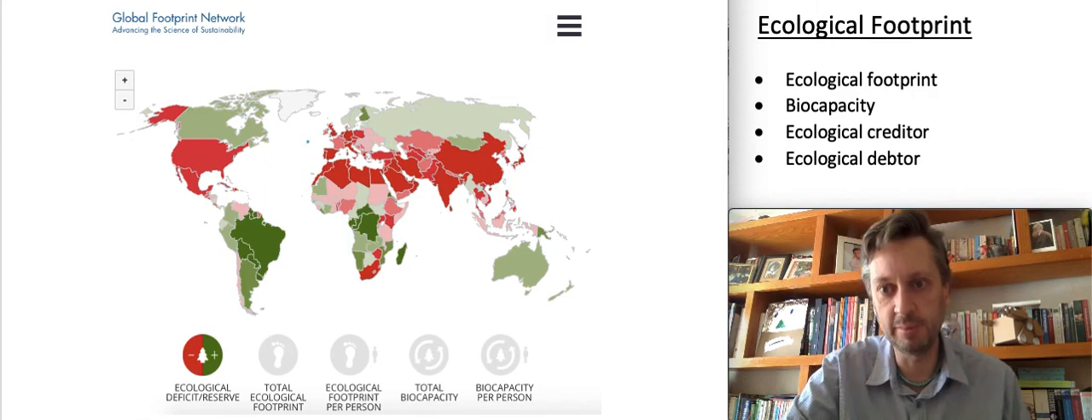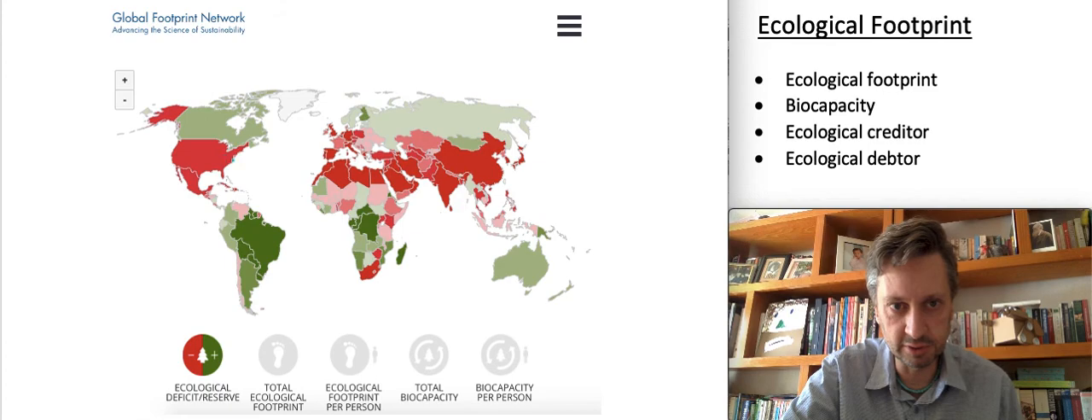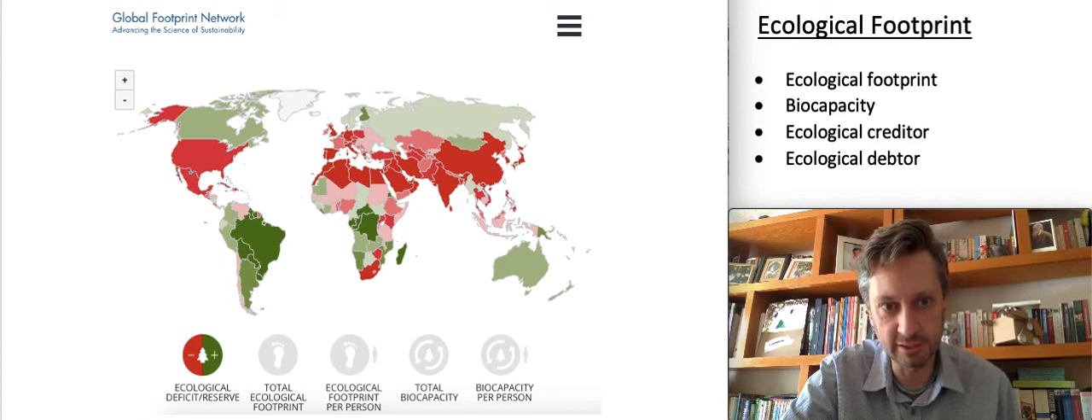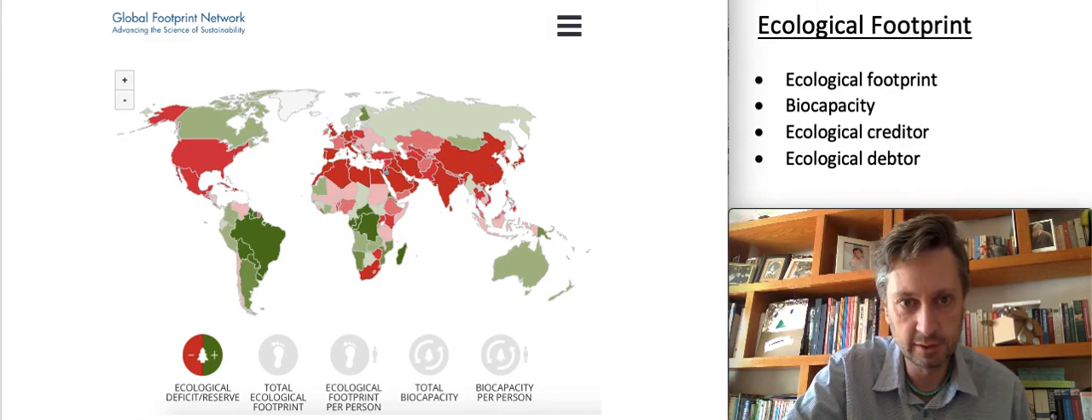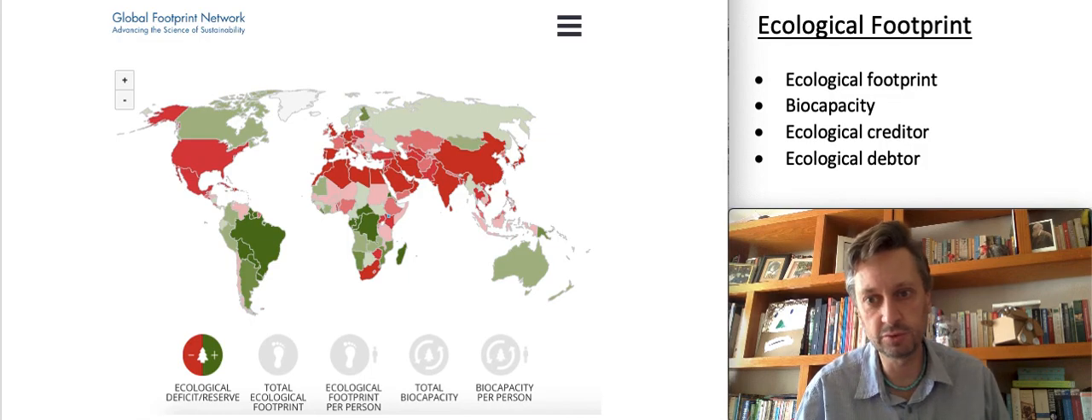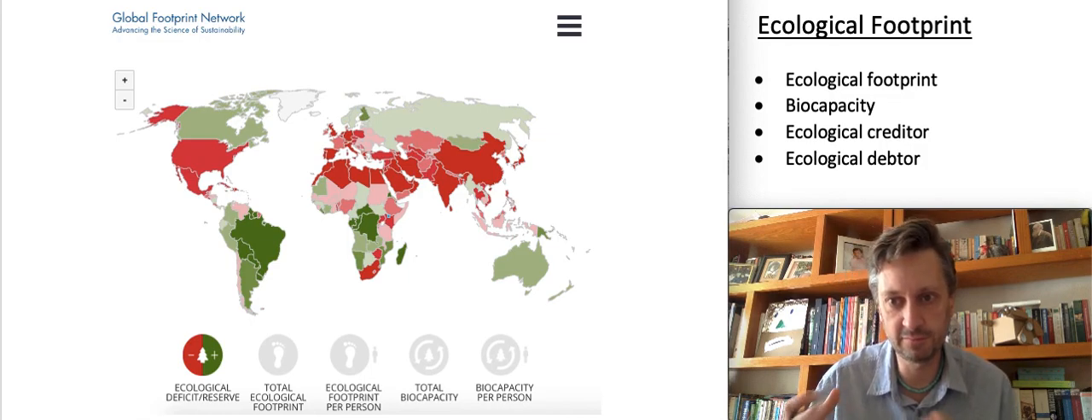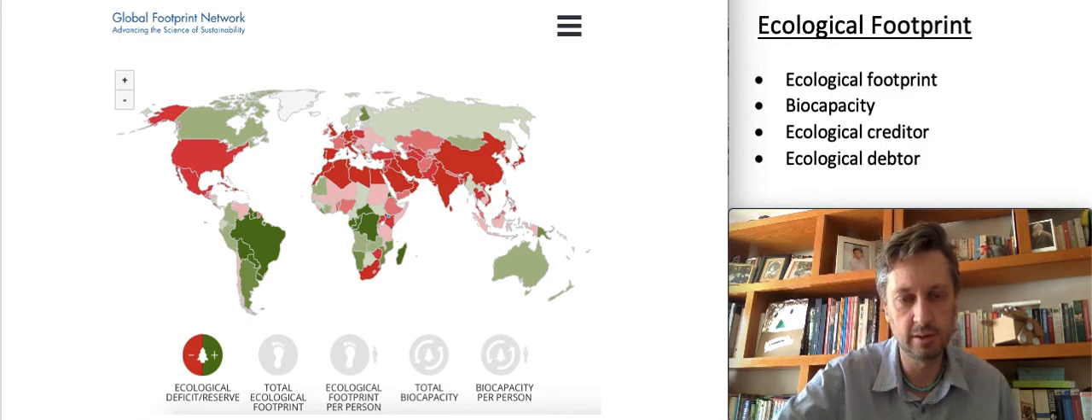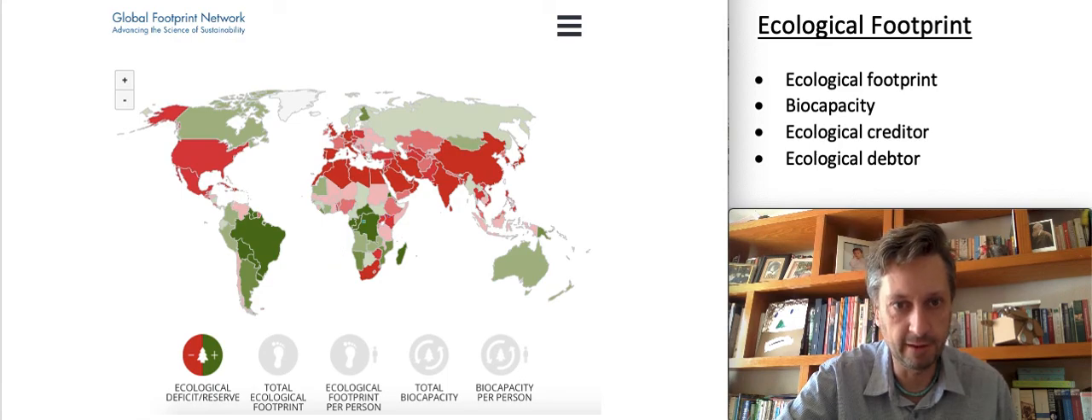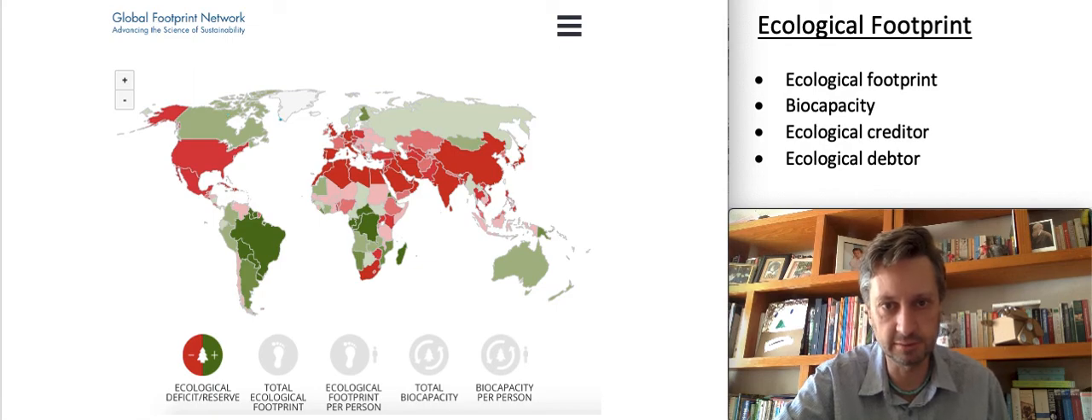Not all MEDCs, by the way. A lot of rich countries. Some LEDCs, including Mexico, India, China, Egypt, Uganda. A lot of those countries have footprints higher than the biocapacity. And then Canada, we spoke about, is an ecological creditor.